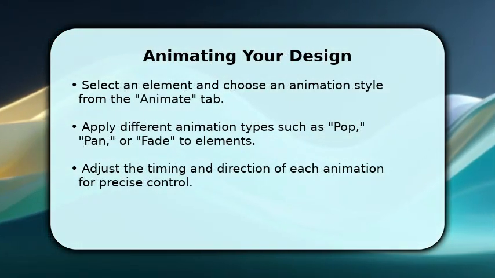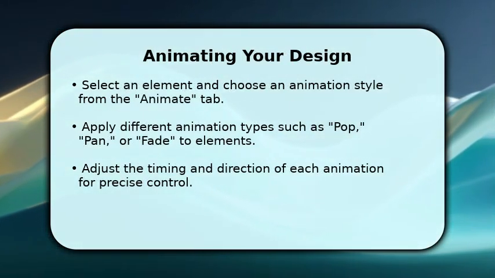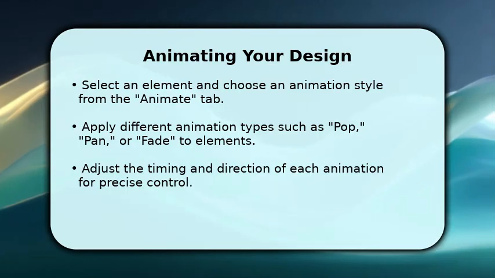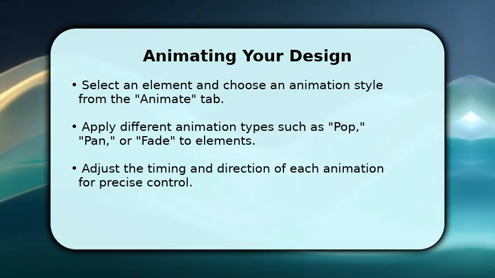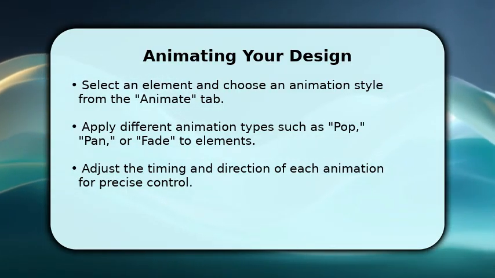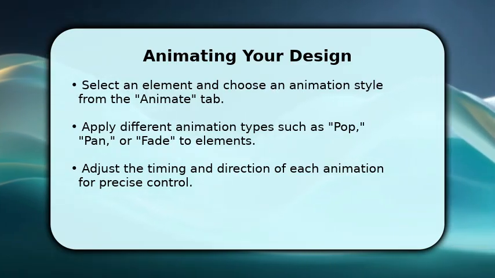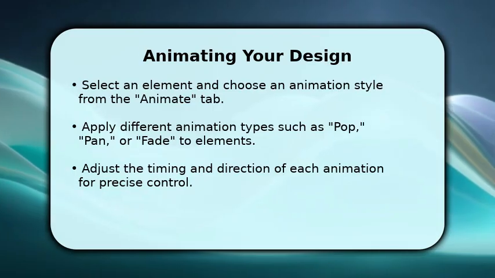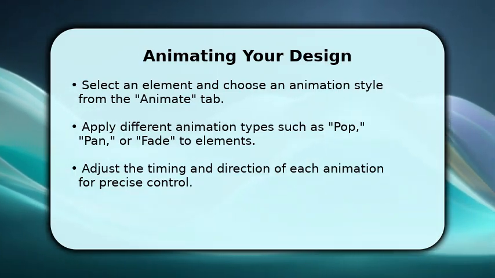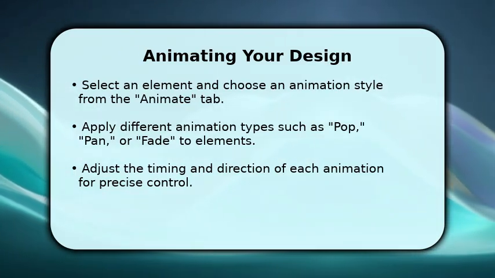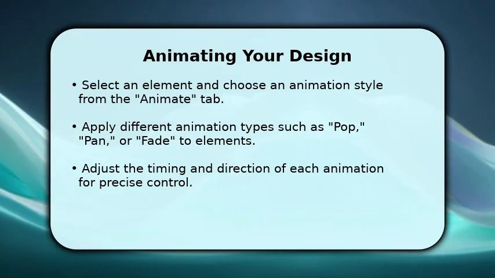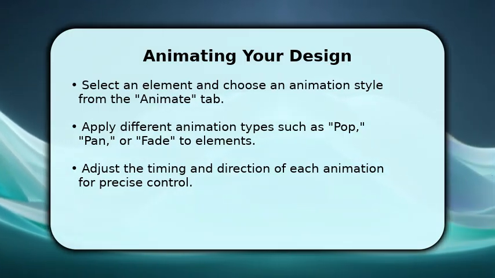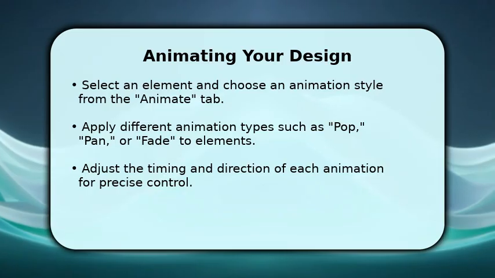Once your design elements are in place, the fun begins with animation. Simply select any element, whether it is text, an image, or a shape, and click the Animate button. Canva offers a wide range of animation styles, from subtle movements like fade to more dynamic options such as pop or pan. You can customize the direction and speed, giving you complete creative control to make your GIF truly unique and engaging for your audience.